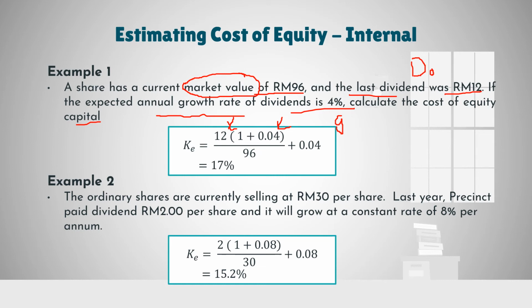So you put the information into the formula and you will get 70%. The ordinary share is currently selling at RM30 per share. Last year, Precinct paid dividend RM2 per share, and it will grow at a constant rate of 8%. So this one is G. And this one last year. The word last year, so it means that the dividend is D0. And this one is the selling price, which means that market value. So you put in the formula and you will get 15.2%.